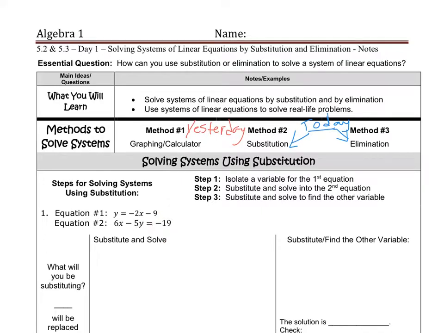The systems tend to work better one way or the other. You could use the same method every single time if you find that substitution is your favorite. You might do it on all of them. But you'll just notice that sometimes the systems of equations naturally fit one way or another a little easier. So let's start with substitution.